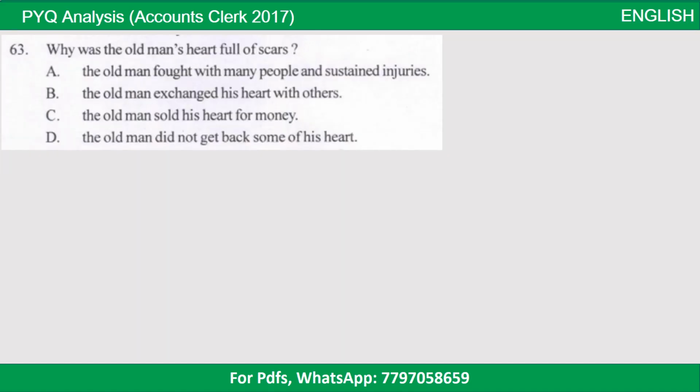Next, why was the old man's heart full of scars? The options are: the old man fought with many people and sustained injuries. That's wrong. Option B is the old man exchanged his heart with others. Option C is the old man sold his heart for money. That's wrong. Option D is the old man did not get back some of his heart. The most appropriate here would be B, the old man exchanged his heart with others. Sometimes he used to get a small piece, sometimes he didn't receive anything. Because of that, the old man's heart was full of scars.